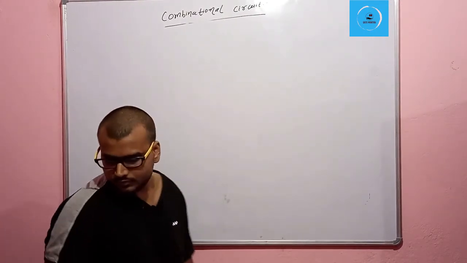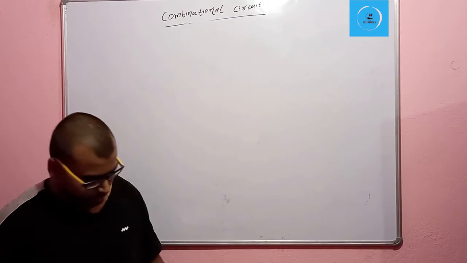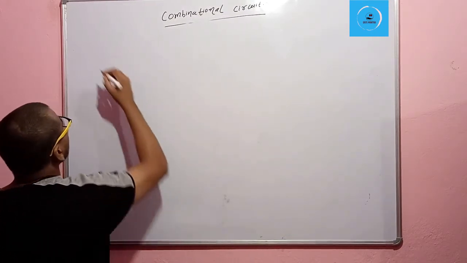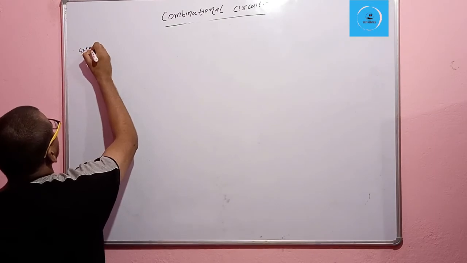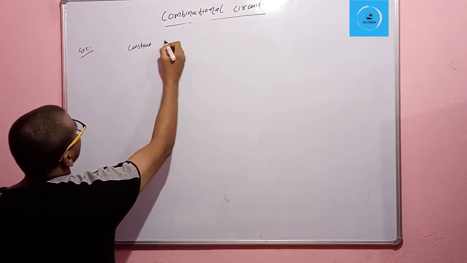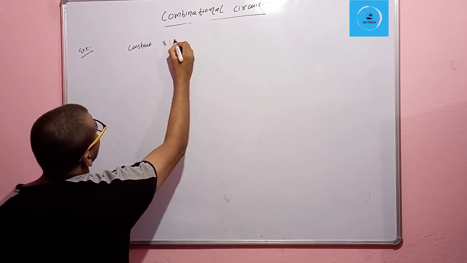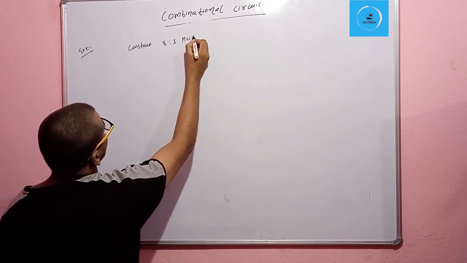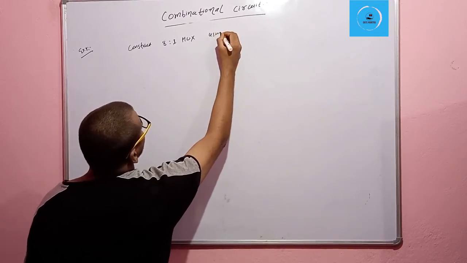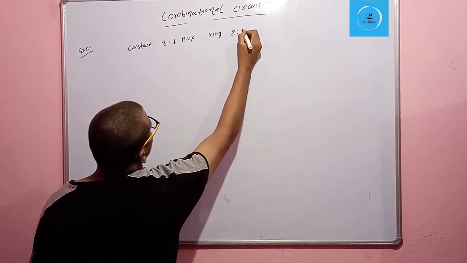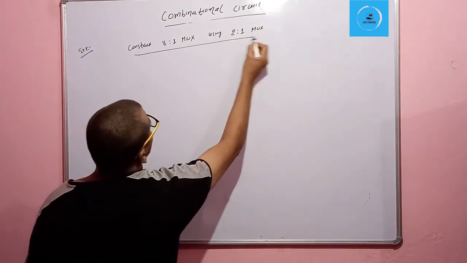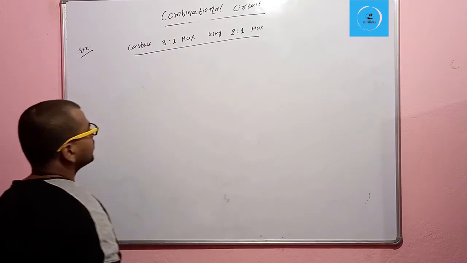Now, similarly, there is the second example. Construct 8 to 1 mux using 2 to 1 mux. So how are you going to construct that?